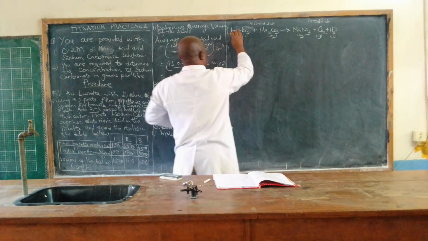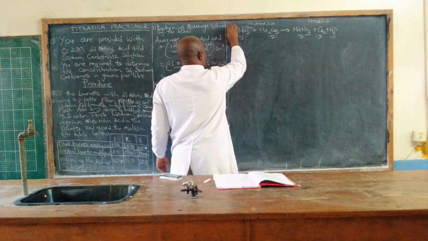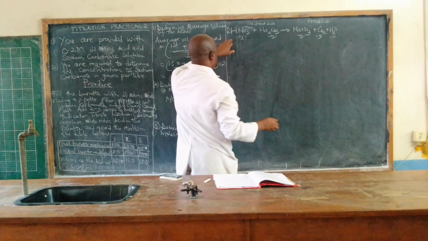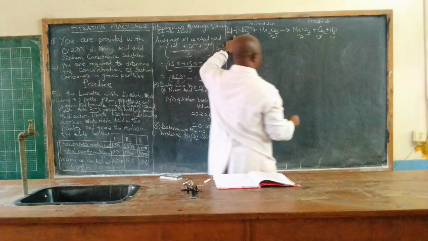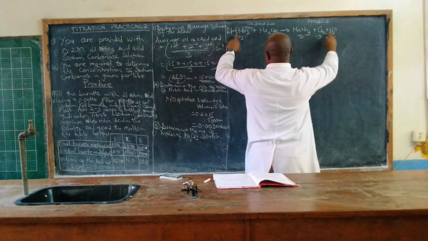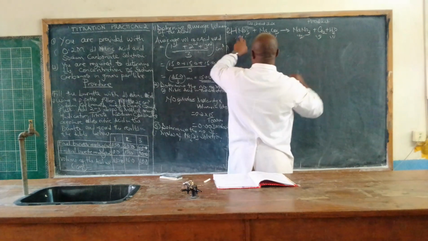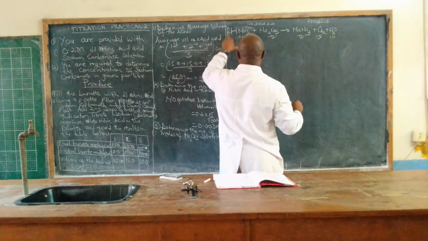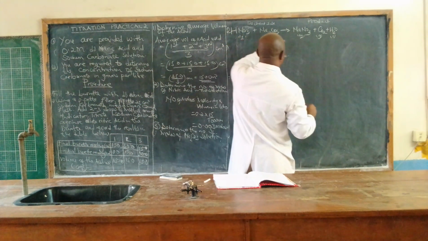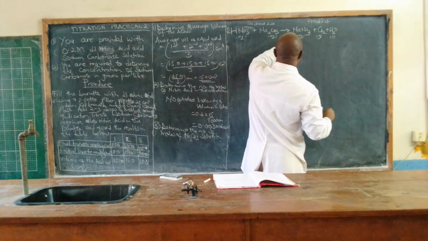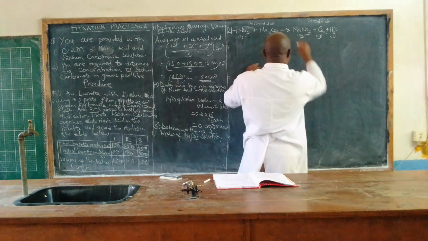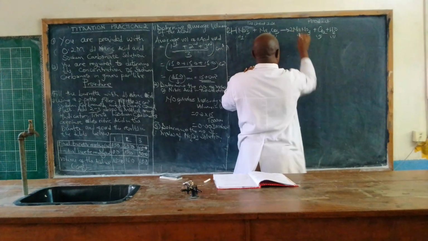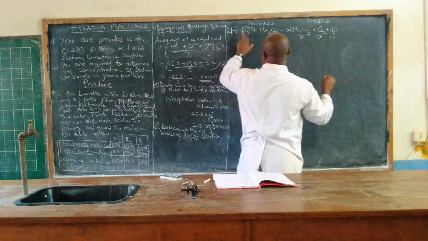Now, we are going to write our 2 here so that we see whether our equation is going to balance properly. We have 2 hydrogens, and we also have 2 hydrogens, so those hydrogens are balanced. Our nitrogen here is 1, so we are going to add a 2 here so that we have two nitrogens.